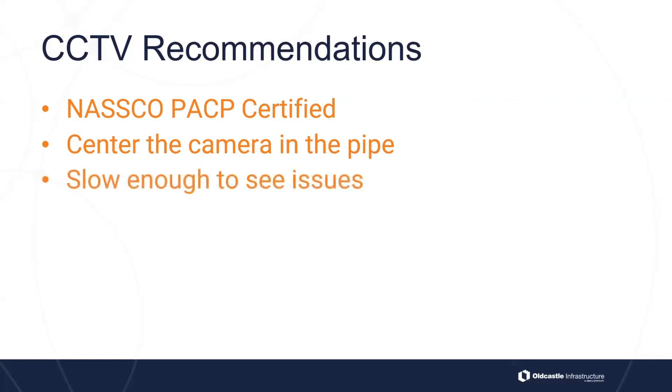Another issue that I see is we want to make sure that the camera moves slowly enough to see any potential issues with the pipe. I've watched pipe videos where these cameras just zip right through. That's not a good practice when we want to review these, because I want to see the issues. NASSCO recommends no faster than 30 feet per minute. So that's how long it should take to go through these pipes. 30 feet per minute is the maximum speed, so you could always go slower, but that's what NASSCO recommends.